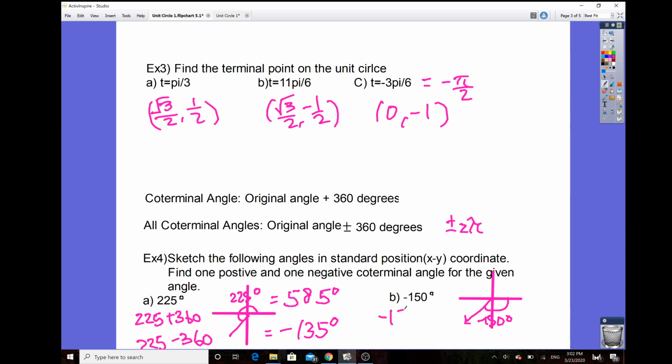Again, basically just add 360 to get a positive coterminal angle. Adding 360, let's see, subtraction, so 210 degrees. And then to get the negative coterminal, you subtract 360 from negative 150. Two negative numbers means we're doing addition. So eventually, 1 plus 3, 4 plus 1, so negative 510 degrees.